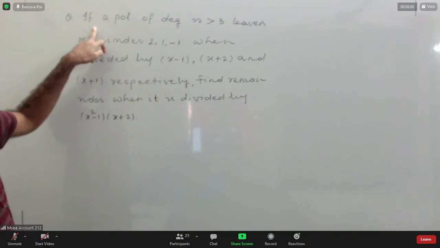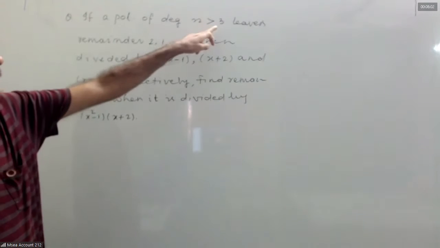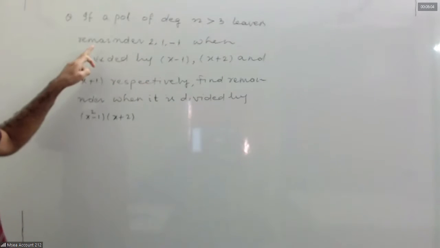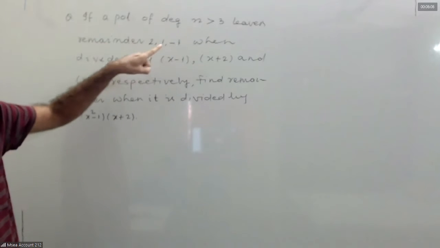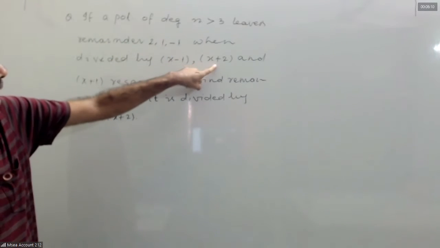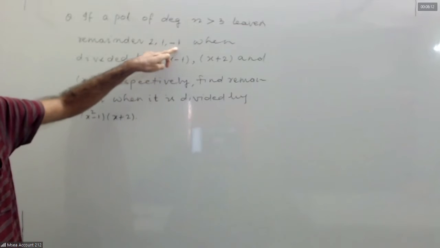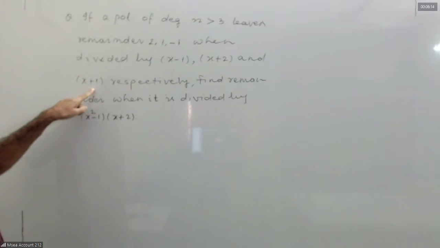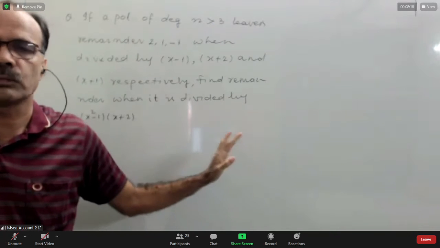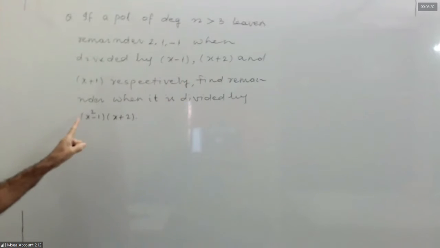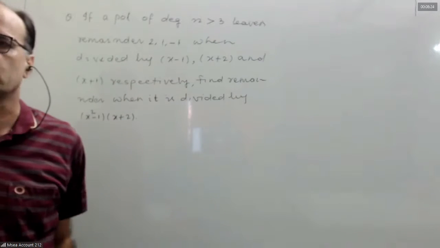When an unknown polynomial of degree n greater than 3 leaves remainder 2 when divided by x minus 1, leaves remainder 1 when divided by x plus 2, leaves remainder minus 1 when divided by x plus 1. We want to find the remainder when the same polynomial is divided by (x square minus 1) into (x plus 2).